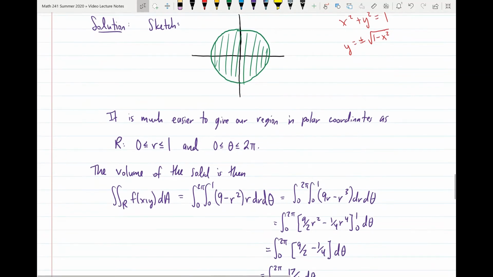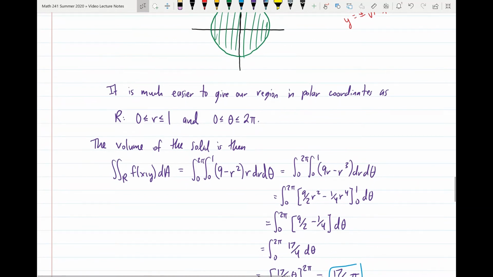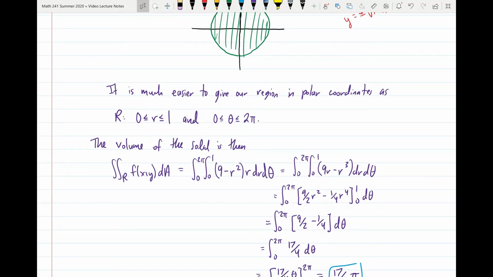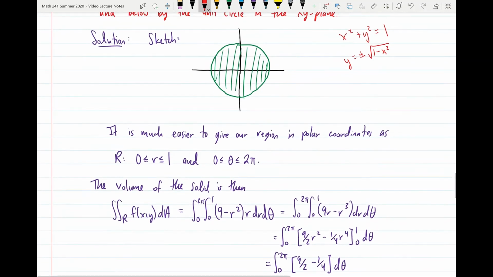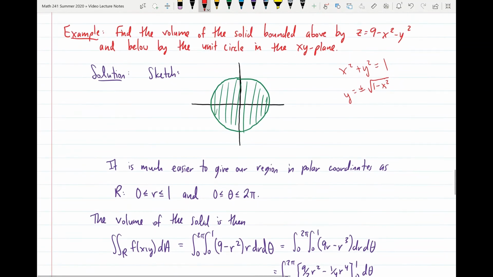And then the volume of the solid is going to be the double integral of f of xy over the region R, but we want to write that in terms of polar coordinates now because we're describing our region in terms of polar coordinates. So we have the iterated integral where we have the integral from 0 to 2 pi of the integral from 0 to 1 of 9 minus r squared times r dr d theta.